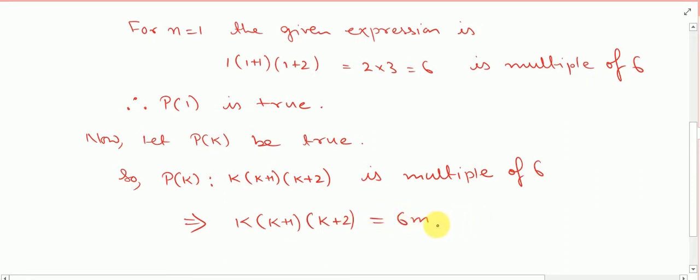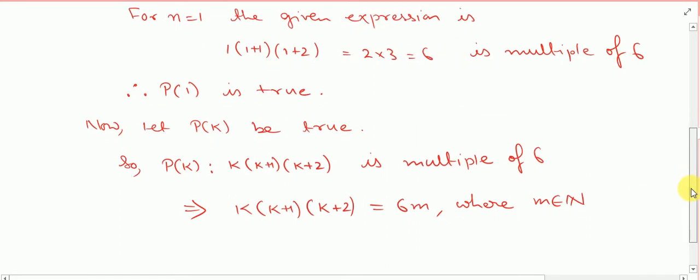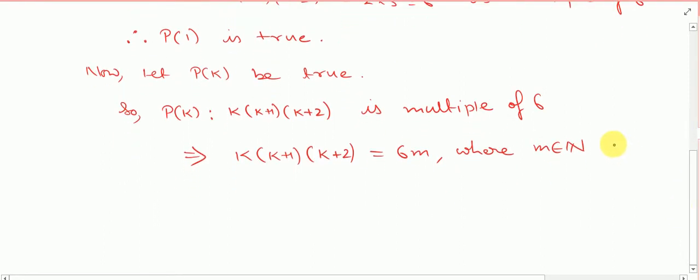Okay. Where m belongs to natural number. Okay. For some natural number. Like here you can see that you got 6. That means 6 into 1, 6. Yes. So we got this. You have to give this as equation 1. Now we have to show that the expression will be true for k plus 1 also. Okay. So you write now.